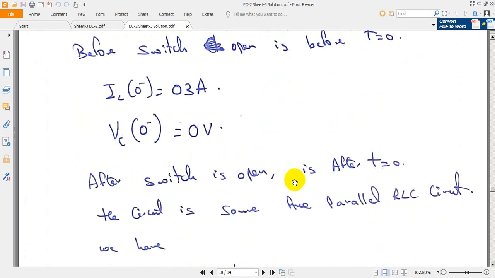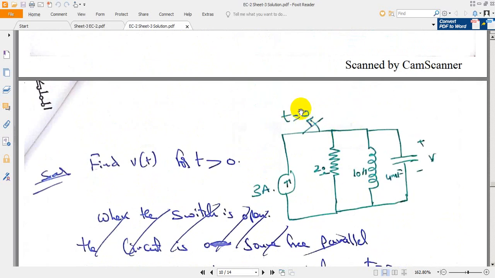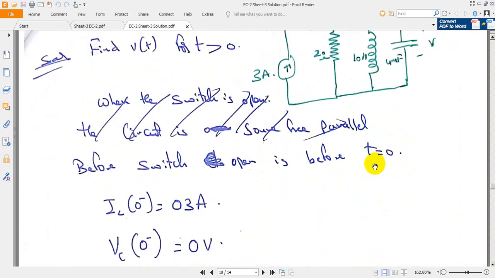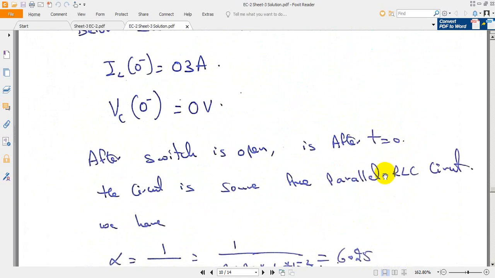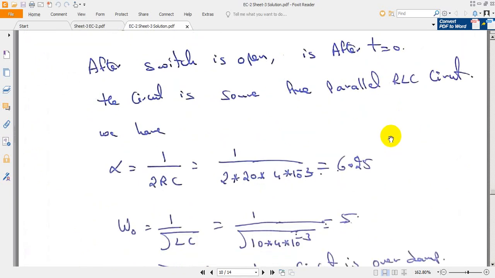Next, after the switching operation, after t is equal to 0, if you observe, when this is open, this is an RLC parallel circuit and there is no external power supply. Hence, the circuit is the free response of an RLC parallel circuit. For such types of circuits, we need to identify the damping condition. To identify the damping of the RLC parallel circuit, we need to evaluate alpha.